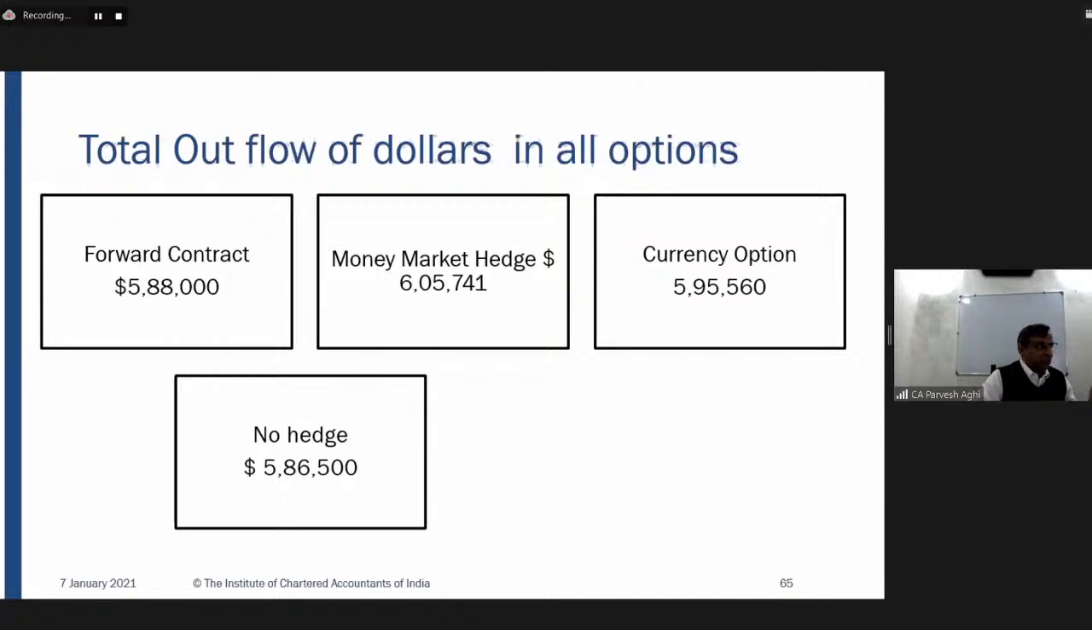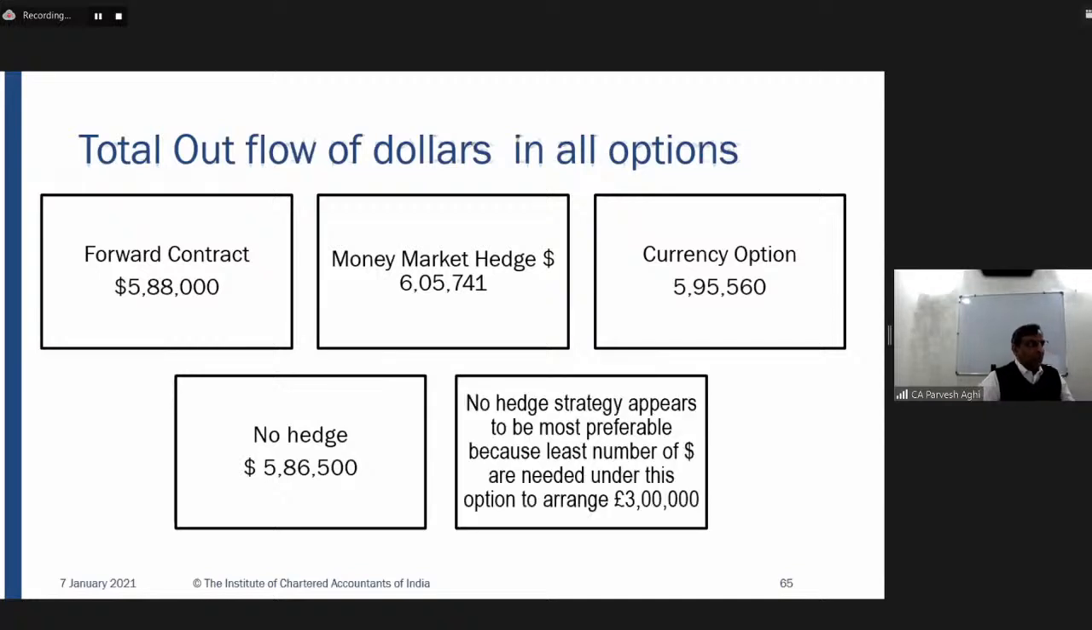So we find which is the cheapest. No hedge, which is 5,86,000. The no hedge strategy appears to be the most preferable, because here you are paying the least. So I hope you have all understood.